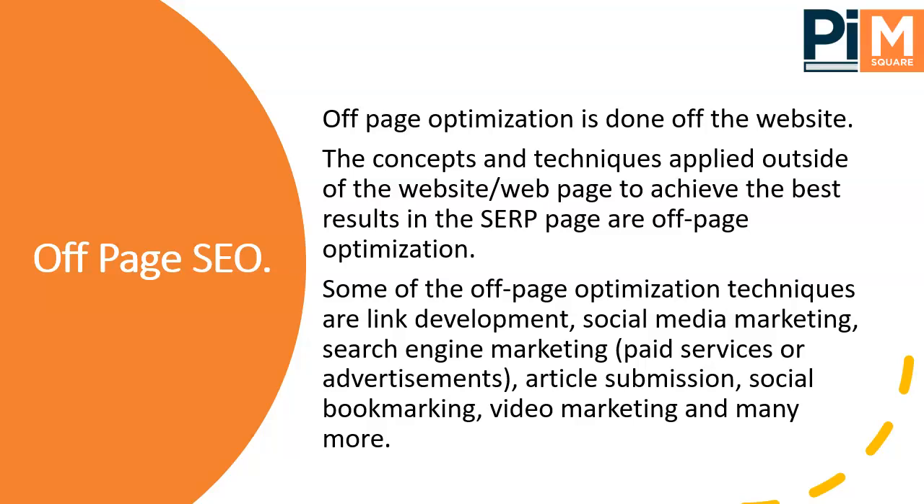Some of the off-page optimization techniques are link development, social media marketing, search engine marketing, article submission, video marketing, social bookmarking, content marketing, document marketing, image submissions. There are a lot of other off-page SEO techniques available which are useful to build links, to build the brand, to get traffic to your website. These are some of the useful off-page SEO techniques, which help you to generate leads as well as to grow the brand.